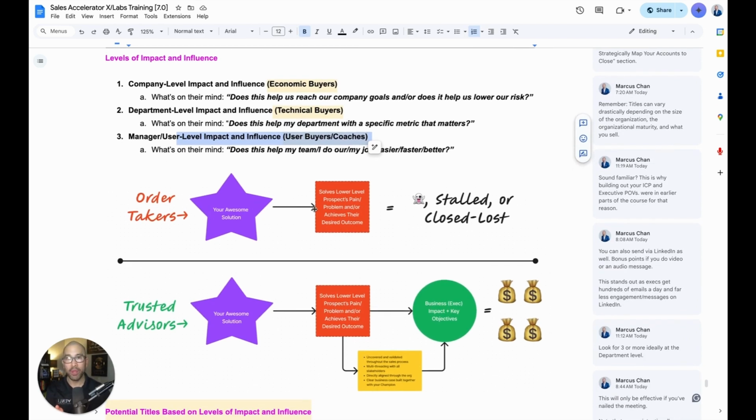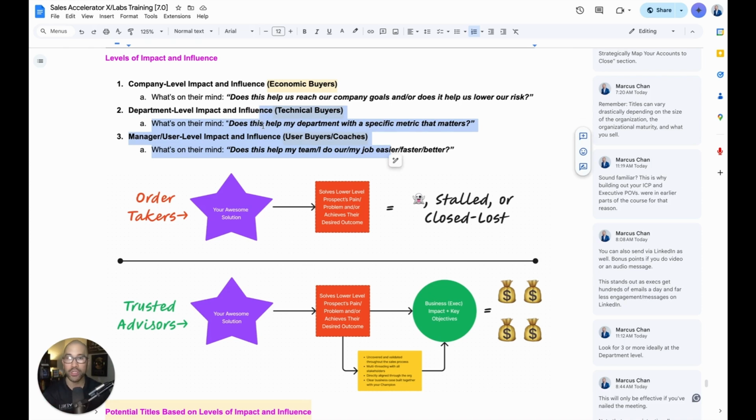And if you think through, and this is back in some of the prior modules, the reality is most of the time when we're thinking through messaging or conversations, most average salespeople have their awesome solution and they're focusing on helping that lower level prospect solve their pain or problem and achieve the desired outcome, which ultimately leads to the highest level of close, loss, or ghosting. And generally speaking, that means they're primarily working with the manager user level and maybe the department level. And they get stuck there because everything is kind of tied to this. And they struggle bridging into the overall company initiative.